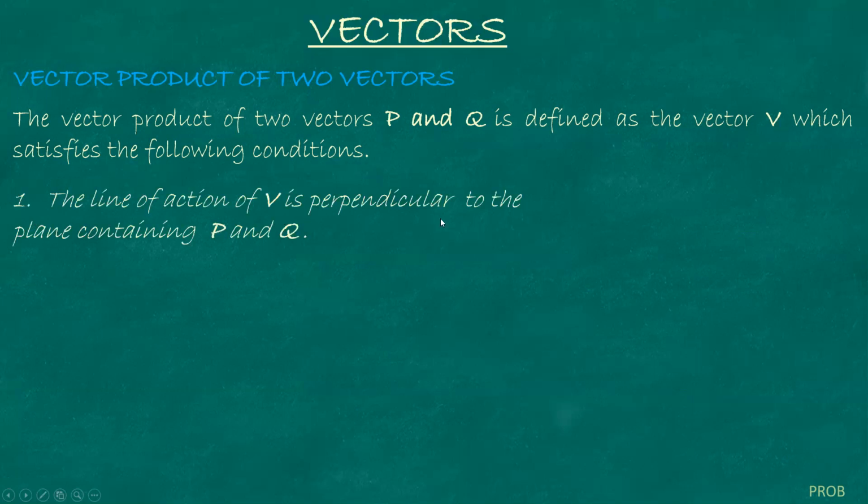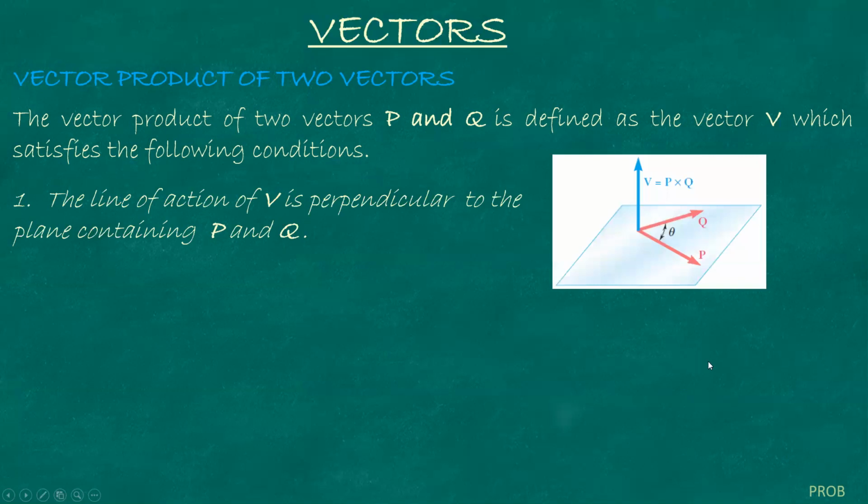The line of action of V is perpendicular to the plane containing P and Q. So, you can imagine, if you are sitting right now at a table, P and Q are on the table, and V is perpendicular to the table. First is the line of action. It is perpendicular. P and V, Q and V are perpendicular.